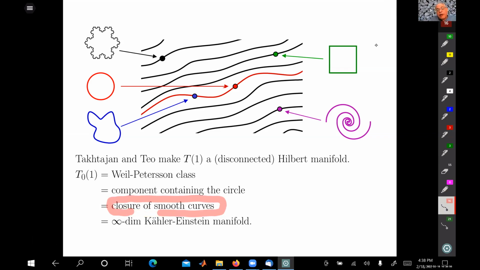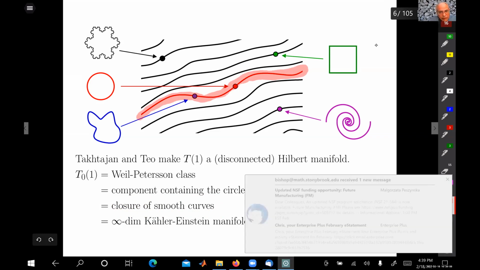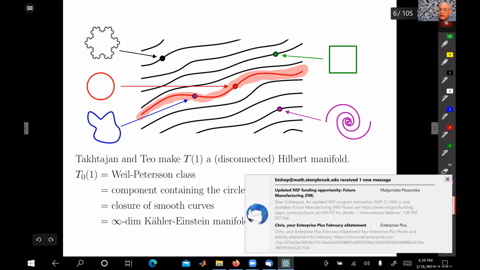Classify, characterize the closure of the smooth curves, because that's really what the physicists are interested in doing calculations on, basically closed loops. But to get nice theorems, it's nice to work on a complete metric space. So it's nice to take the completion of that.